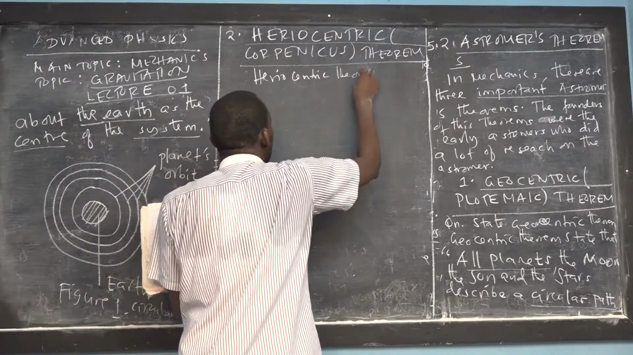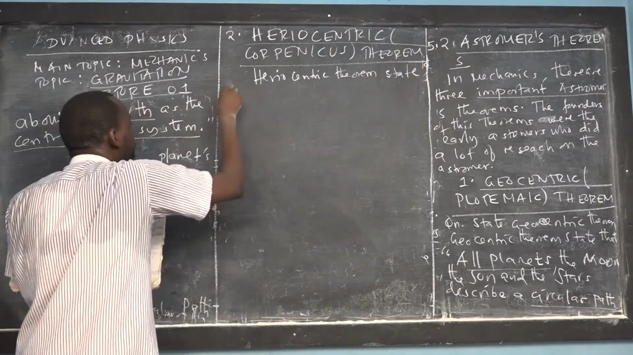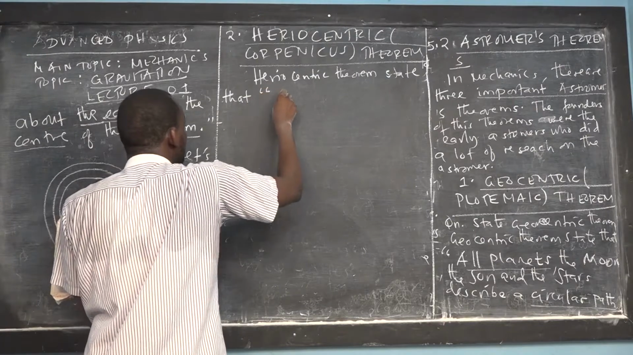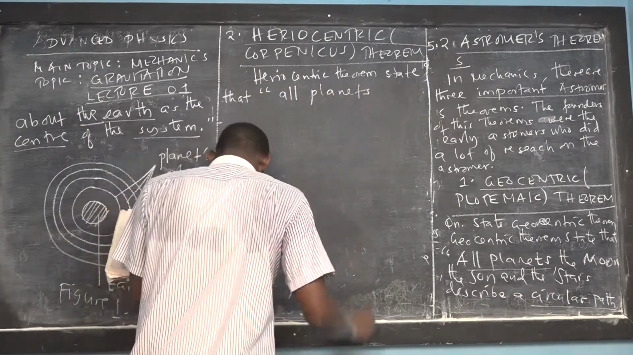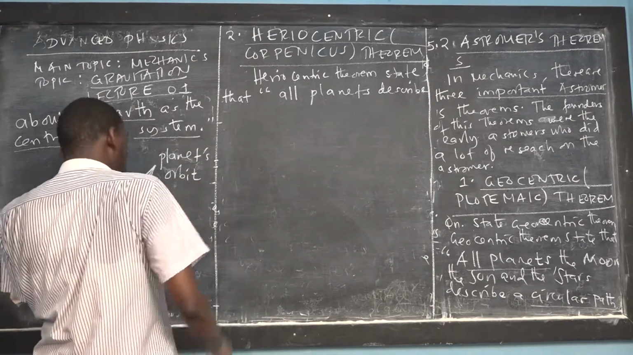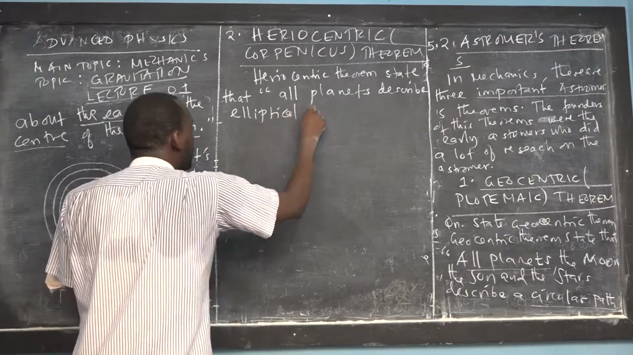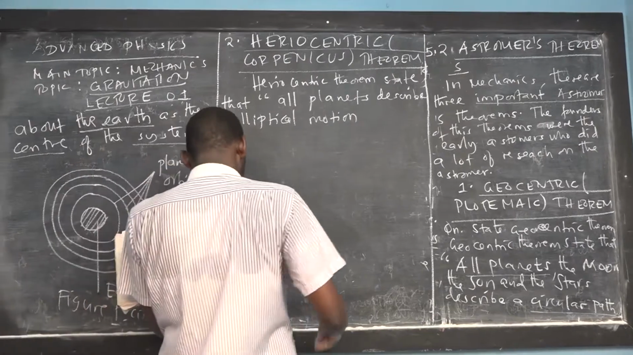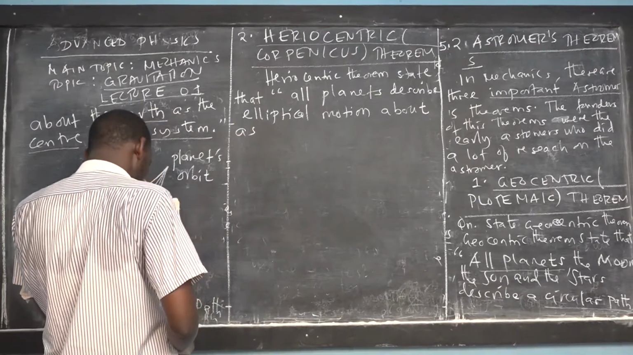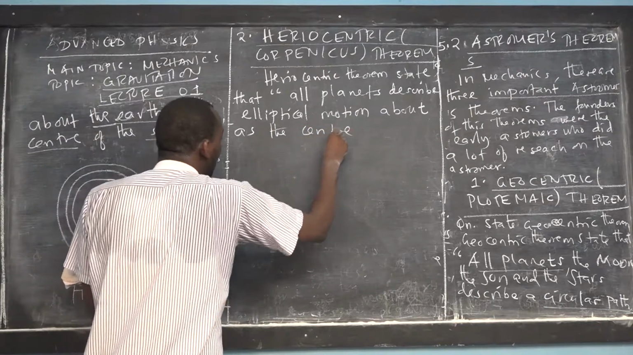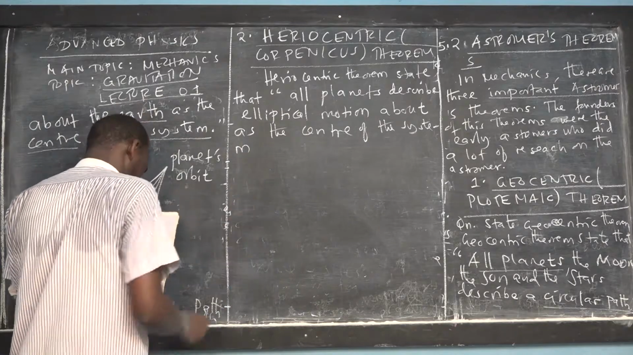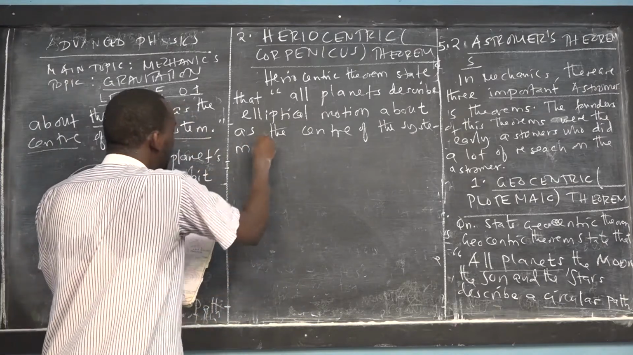The heliocentric theorem states that all planets describe elliptical motion about the sun. Wow, this guy now is approaching the truth about the sun as the center of the system, at the end of his theorem.